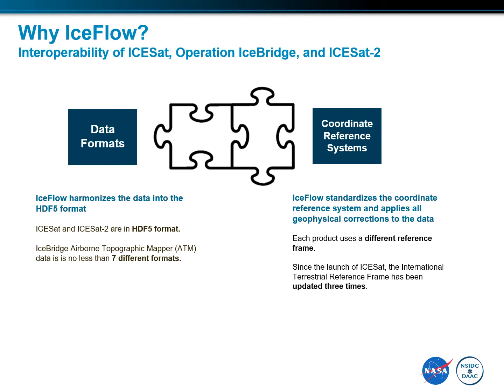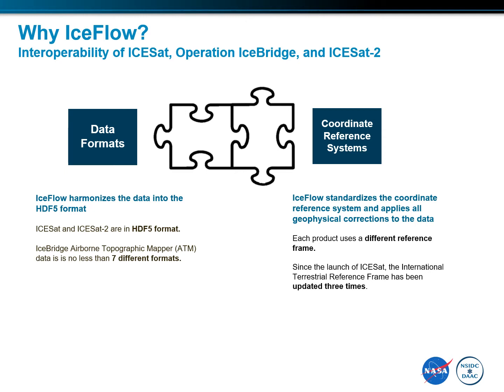Data collected during the Operation IceBridge campaigns is stored in up to 7 different formats. ICESat and ICESat-2 data, on the other hand, were stored in HDF5. This mismatch means that data has traditionally needed to be harmonized or put into similar formats before comparisons could be made. A further complication is that the coordinate reference systems used to locate measurements have changed over time.